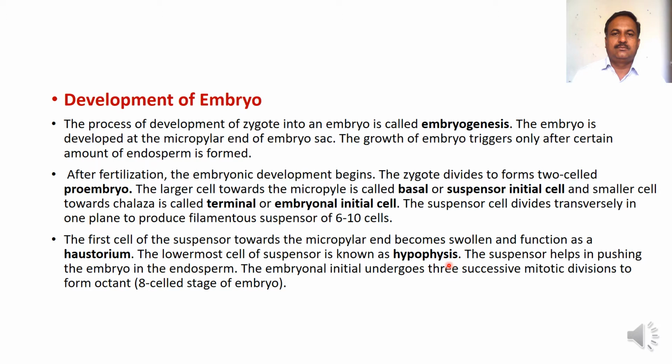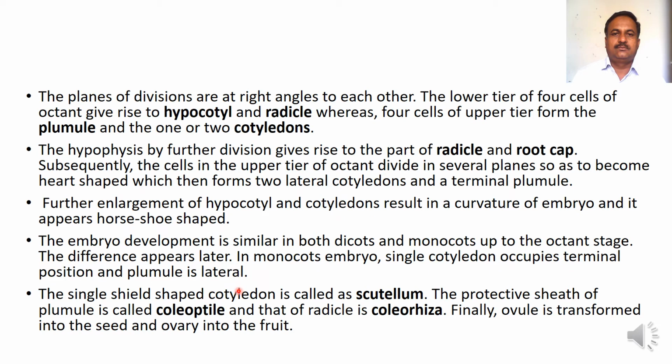Then the embryonal initial undergoes three successive mitotic divisions to form the octant, that is, the 8-cell embryo. The planes of divisions are at right angles to each other. The lower tier of 4 cells of the octant gives rise to the hypocotyl and radicle, whereas the 4 cells of the upper tier form the plumule and 1 or 2 cotyledons. The hypophysis by further division gives rise to part of the radicle and the root cap.